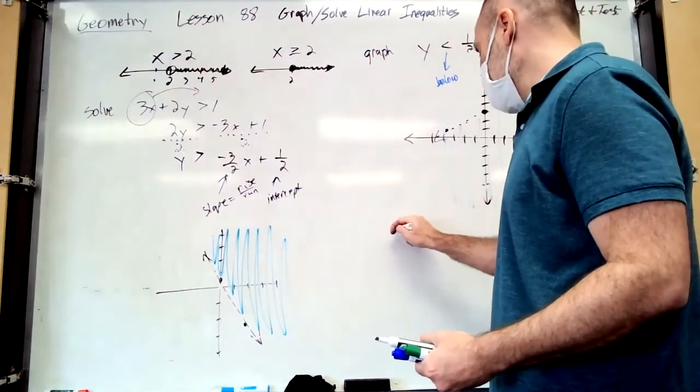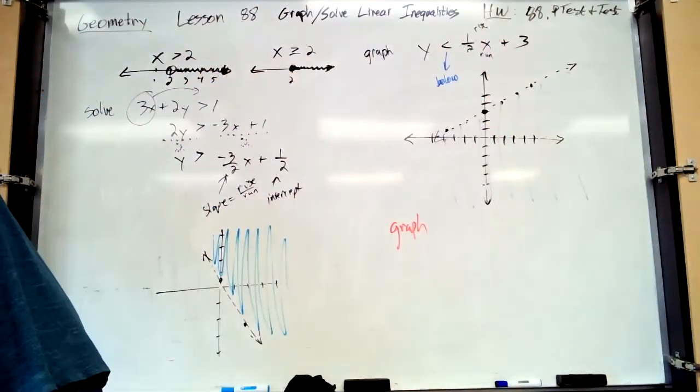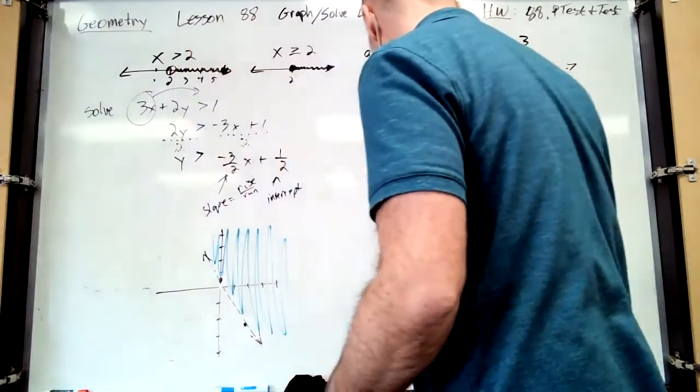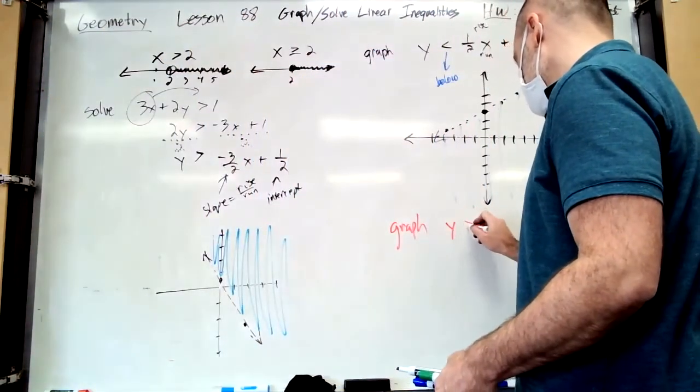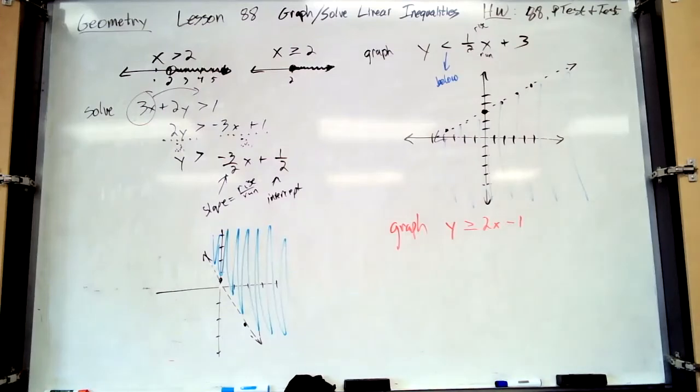Let's graph this equation. Let's graph y is greater than or equal to 2x minus 1. Okay, how do we do this? Oh, it's 2x.